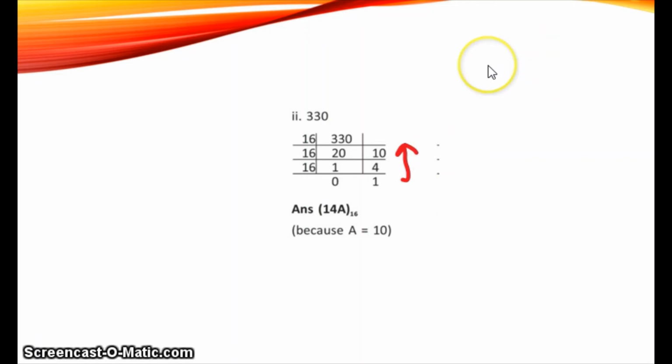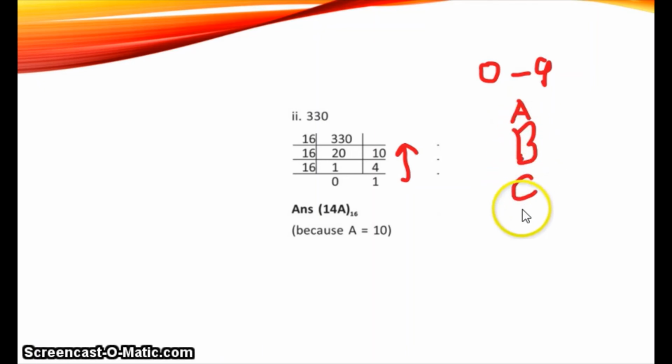and for hexadecimal format we require total 16 digits. So in case of hexadecimal format, the digits are 0 to 9. These are the 10 digits. Then A, B, C, D, E, and F. These are the digits.